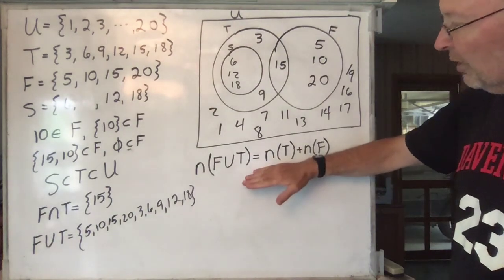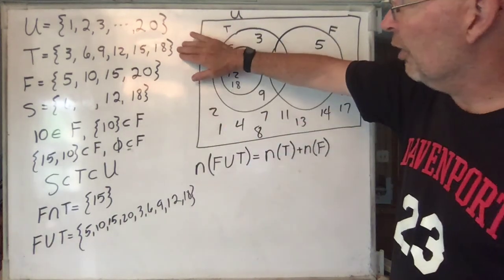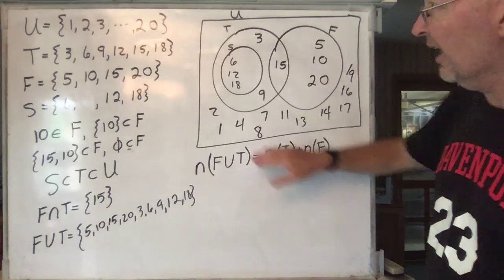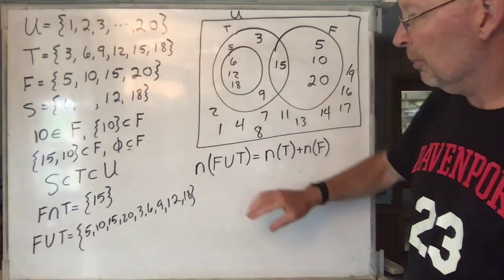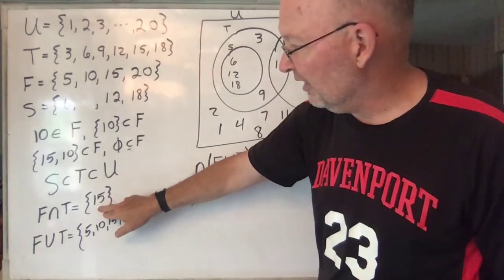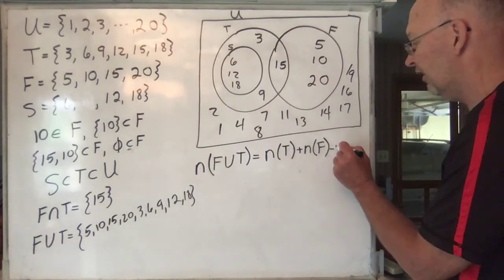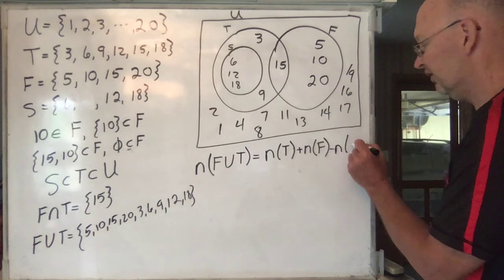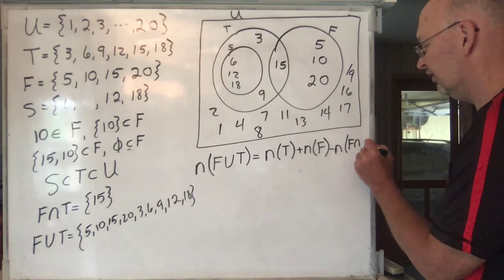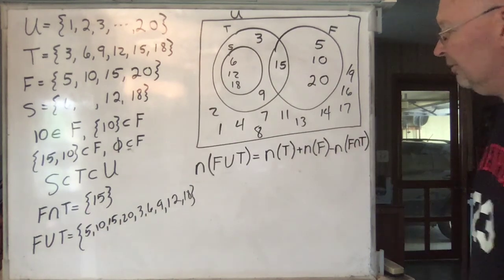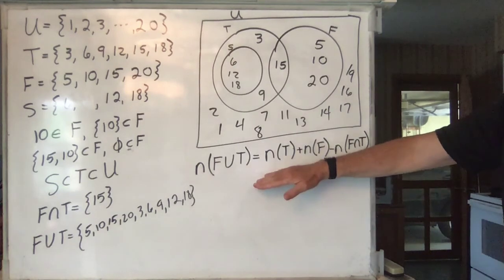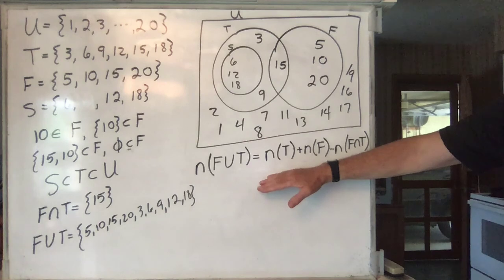So if you want a formula for this, you take all the things in here, add it to all the things in here, but then since these things were included twice, you have to subtract off the number of things in F intersect T. See that? So there's a nice little formula. And again, you don't memorize a formula like this, just understand it.